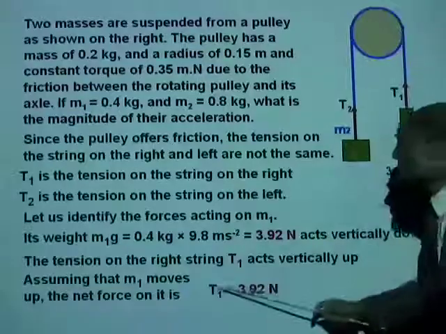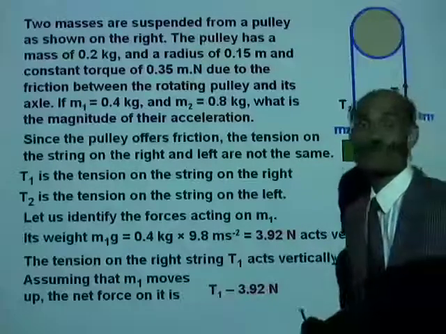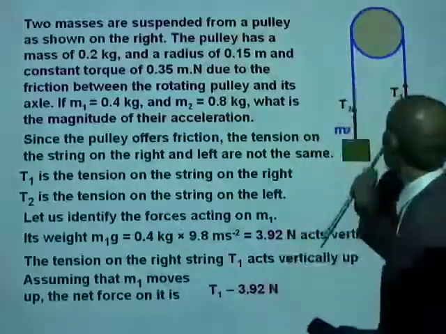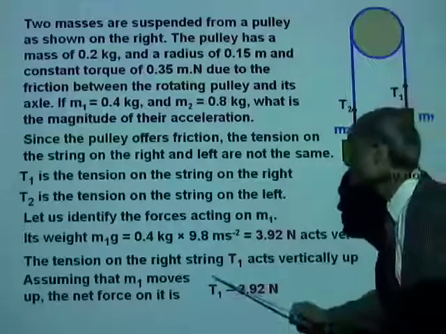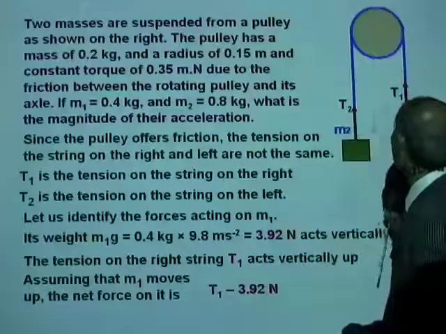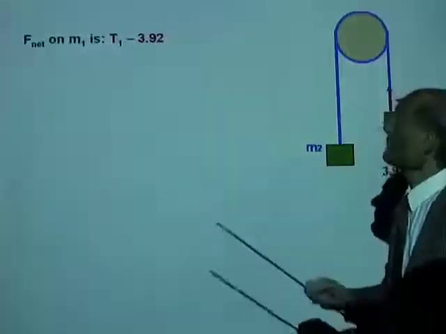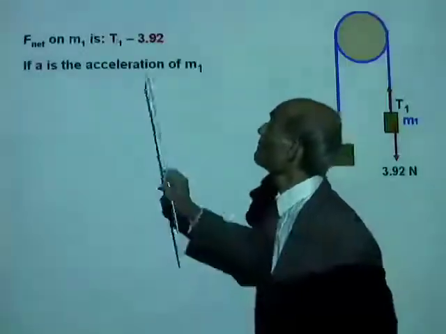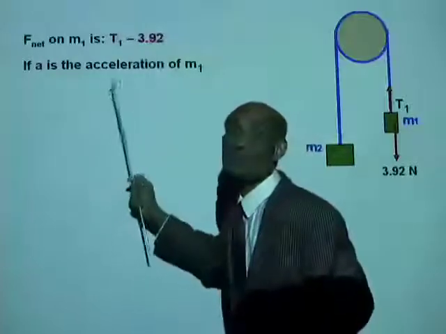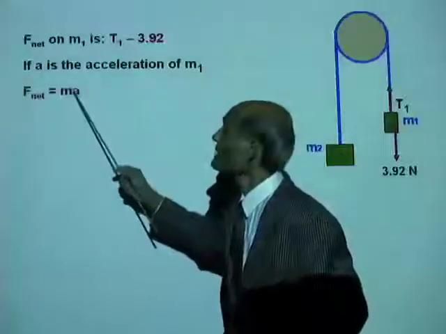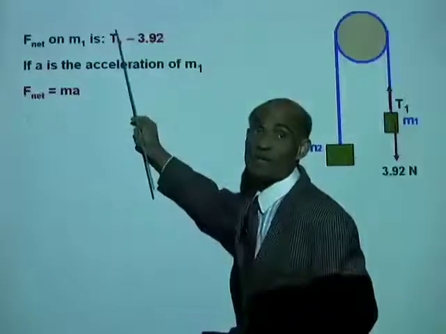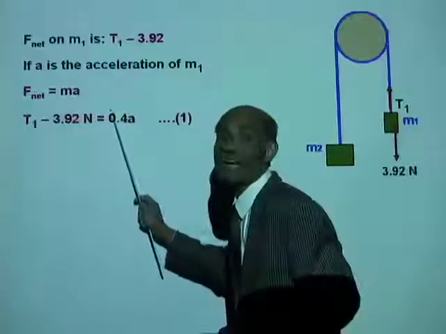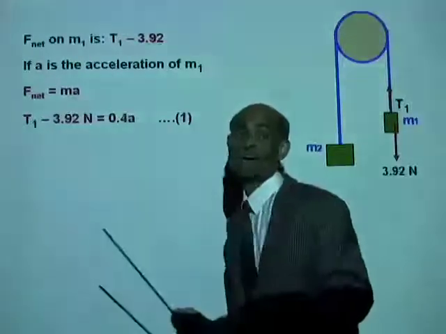Force on M1 is T1 minus 3.92. Now remember, we are only considering the magnitudes here. So T1 minus 3.92 is the net force on M1. Now, if F net is the net force on M1, we would say F net equal to MA. Is that right? F net equal to MA, or T1 minus 3.92 Newton equal to M1A, where M1 is 0.4 kilogram times A.